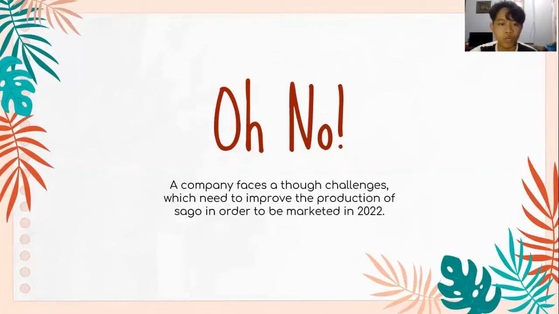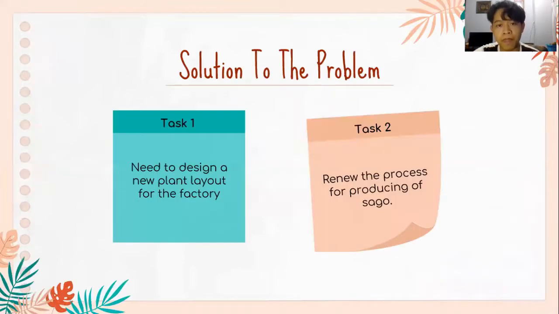So today, what is the issue? A company faces a tough challenge with the need to improve the production of sagu in order to be marketed in 2022. Me and my team as engineers assigned to this problem, we found that we need to do 2 tasks, which is design a new plant layout for the factory, and the second one is renew the process for producing of sagu.